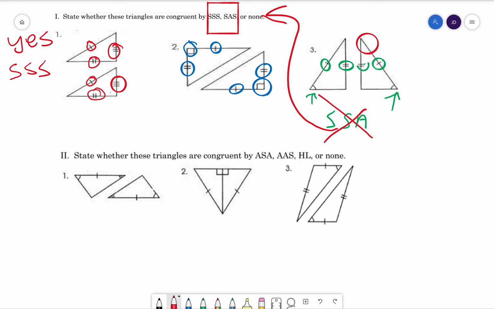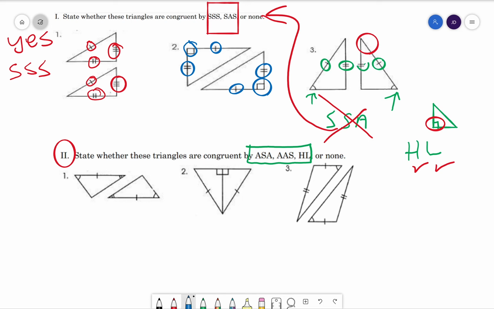All right, let's go down here to the second set. What are we looking at? It says we have three ways here. We have angle, side, angle. We have angle, angle, side. And we have HL. HL just stands for what? When we have right triangles. You have to have a right triangle, and inside it we have a little box showing us that it's a right triangle. For it to be congruent, you would need to have the hypotenuse and one of the legs.